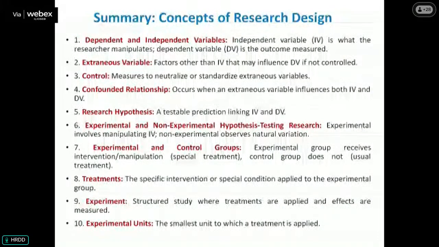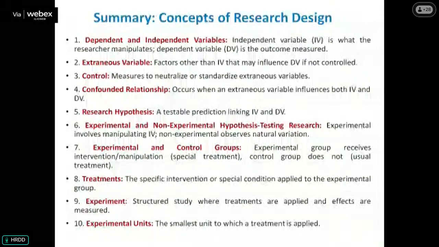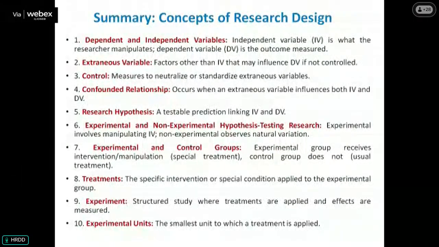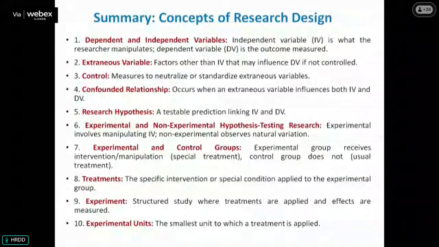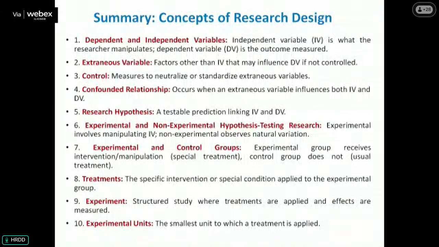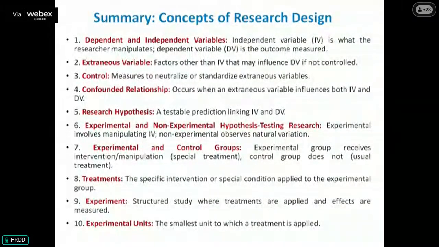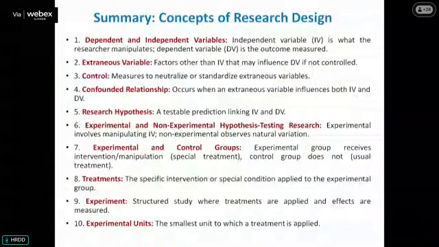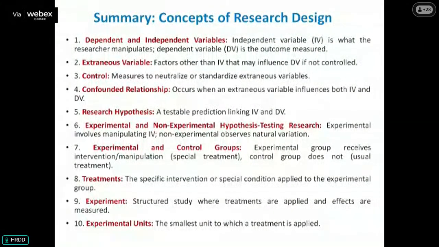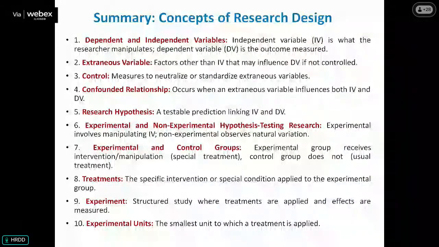But if you fail to do a control experiment, what will you land up with? You will land up in a confounded relationship, that is, a dependent variable which has been affected by the extraneous variable. It occurs when an extraneous variable influences both the independent variable and the dependent variable. Experiment: you are doing hypothesis testing research. You can do it via experiments, or via other observations and techniques. When we do it with the help of an experiment, we call it experimental hypothesis testing research, and when we do it without experiment, we call it non-experimental hypothesis testing research.